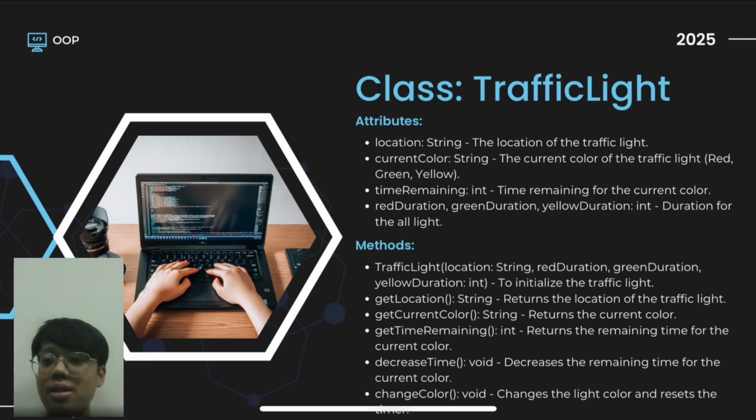The location is about the traffic light location. Then the current color is about the traffic light. Then we have a red light, green light, and yellow light. For the time remaining, we use integer. So for time remaining, we count down the traffic light color from red to green, then to yellow, then go back to red.